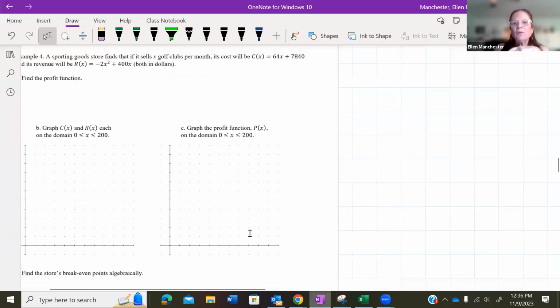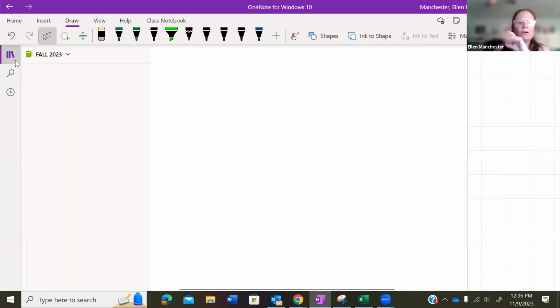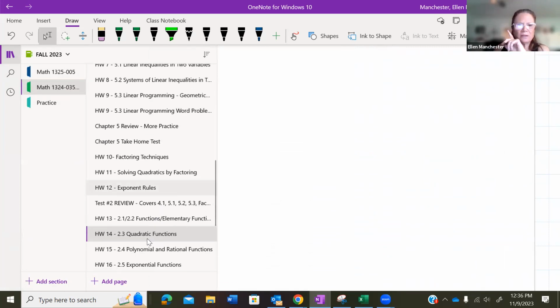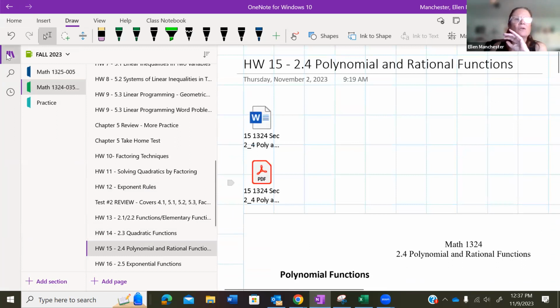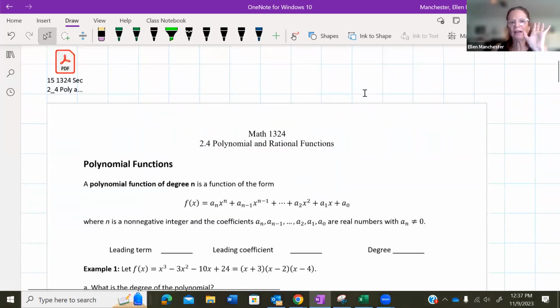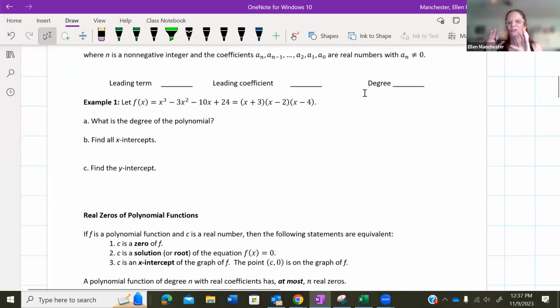Okay. All right. So now I'm going to skip ahead and do 2.4 real quick. So quadratics, we're good. With polynomials, like I said, I X'd out a whole bunch of stuff. So I'm going to do this as fast as possible, but as clear as possible.